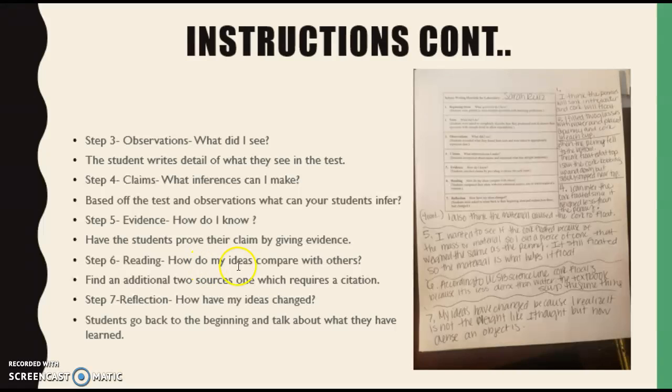Step 6, reading. How do my ideas compare with others? Find additional 2 sources. One requires a citation. So here, according to the UCSB ScienceLine, the cork floats because it's less dense than water. I wrote here that our textbook would say the same thing. Other students' observations may say the same thing as well.